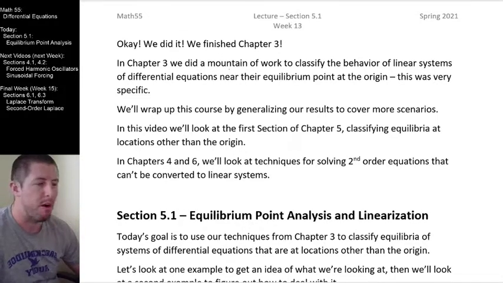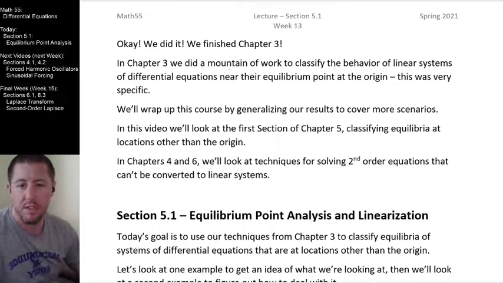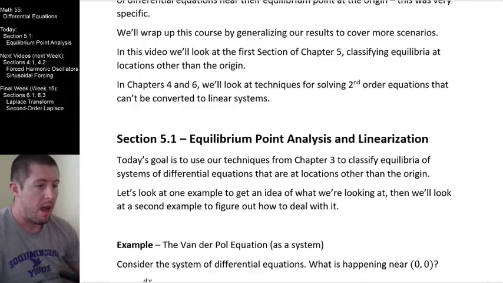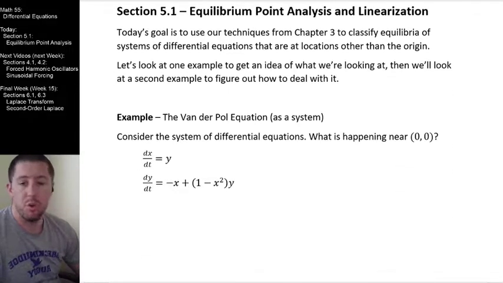That was a very important part of everything happening in chapter 3, that all the behavior we've been describing was near the origin. So let's take a look at what's going on here in section 5.1, equilibrium point analysis and linearization. We're going to see a bunch of cool examples today. We're going to see that we can extend our math not too terribly difficultly from chapter 3.